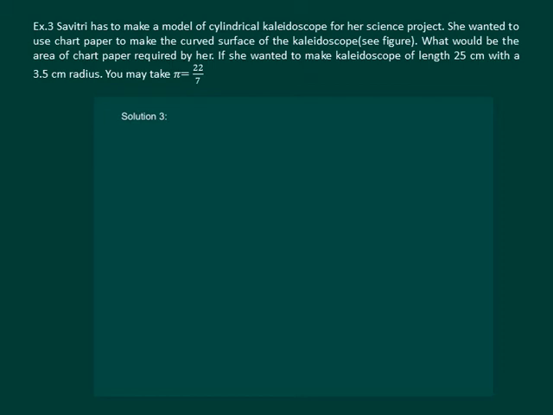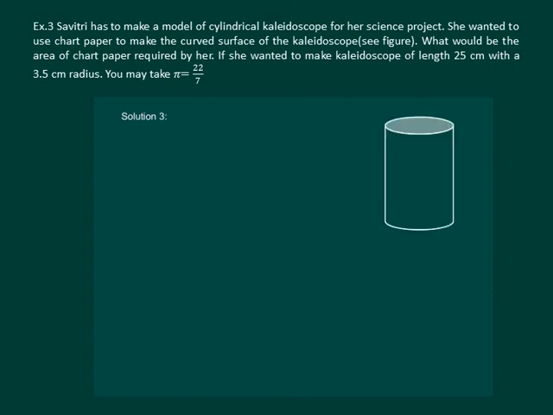Let us read the question. Savitri had to make a model of a cylindrical kaleidoscope for her science project. She wanted to use chart paper to make the curved surface of the kaleidoscope. What would be the area of the chart paper required by her if she wanted to make a kaleidoscope of length 25 centimeters with a 3.5 centimeter radius? You may take pi equal to 22 by 7.